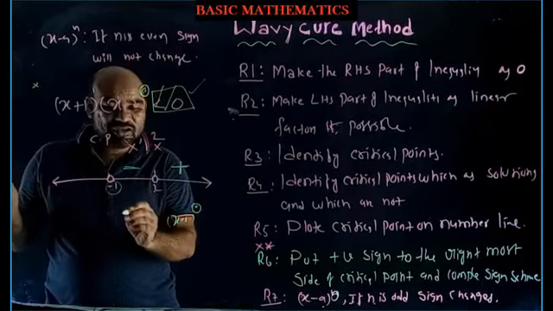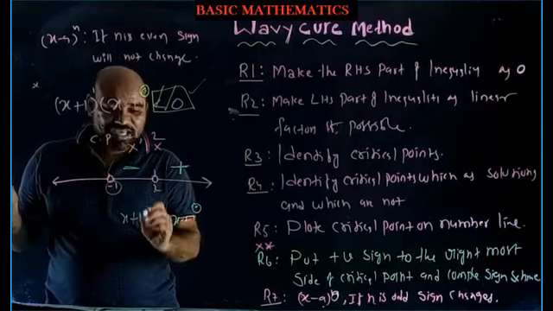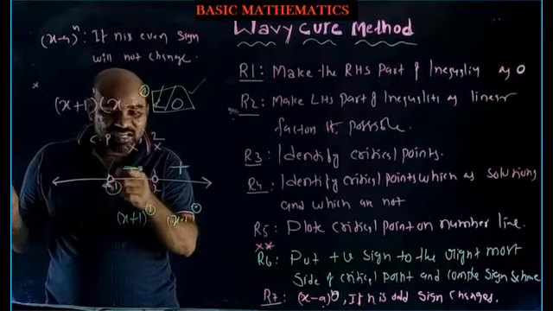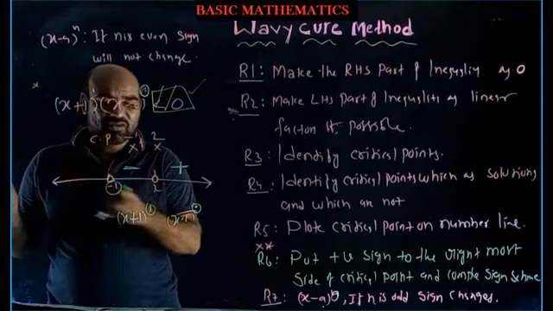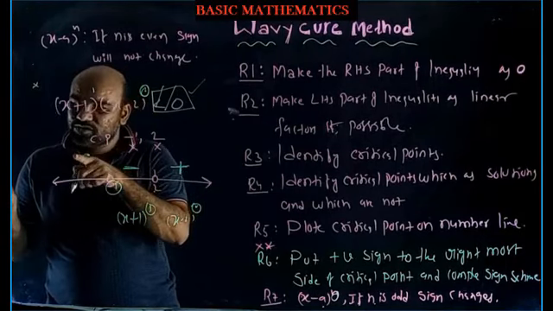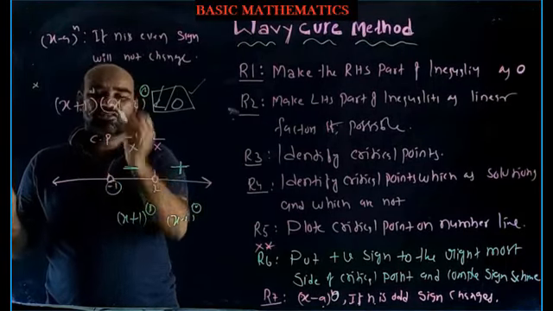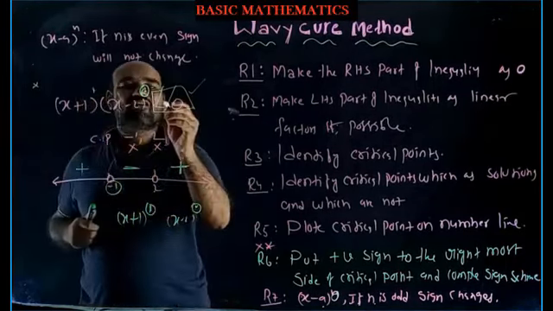This is the zero of the polynomial x plus 1 only. If the x plus 1 exponent is even, minus carries minus. Odd means minus gives plus. So here it is odd only, so the sign will change to plus. Now what is the problem?